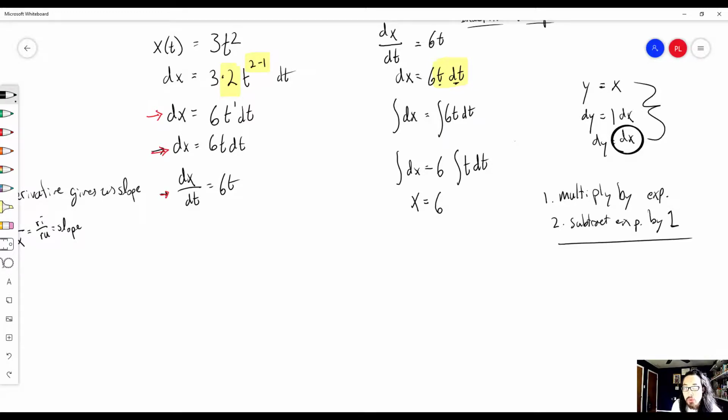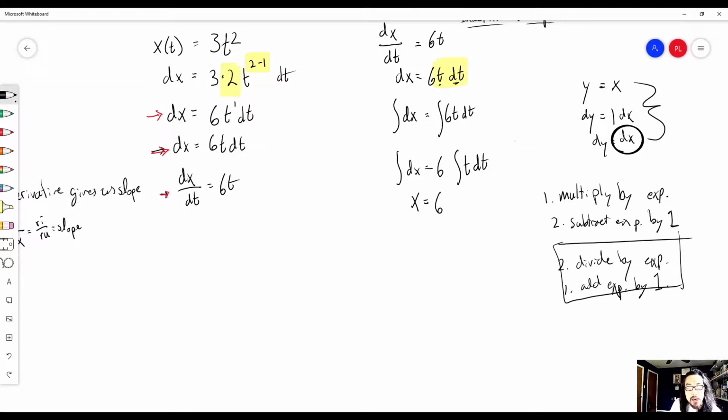So the rules for integration would be the reverse. Instead of multiplying by the exponent, we would actually have to divide by the exponent. Before we do that, we have to take a look at the reverse of subtracting the exponent by 1. We would have to add the exponent by 1. All right, so let's try that over here. Let's use these rules.